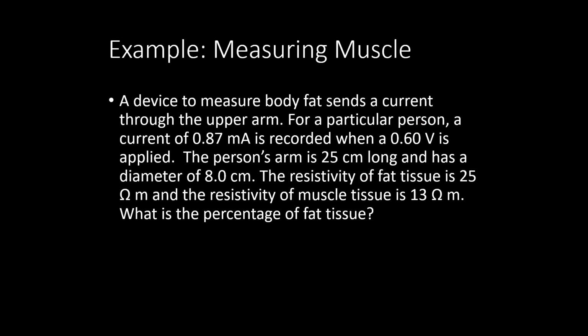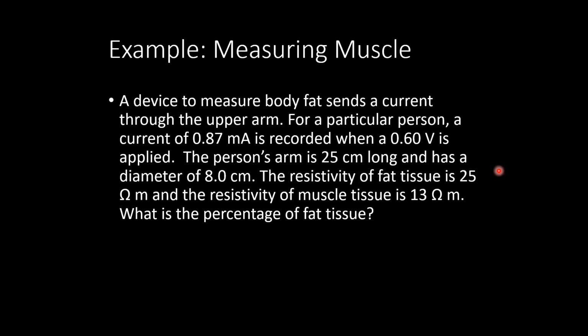So we have our voltage and we have the total current, 0.87 milliamps. The person's arm is 25 centimeters long and has a diameter of 8 centimeters. The resistivity of the fat tissue is 25 ohm meters, and the resistivity of muscle tissue is 13 ohm meters. What is the percentage of fat tissue?